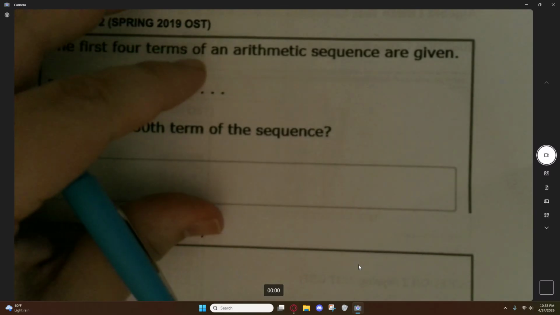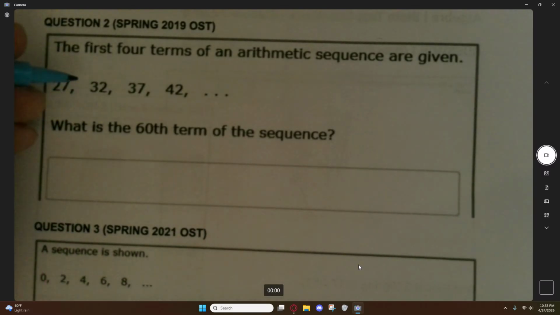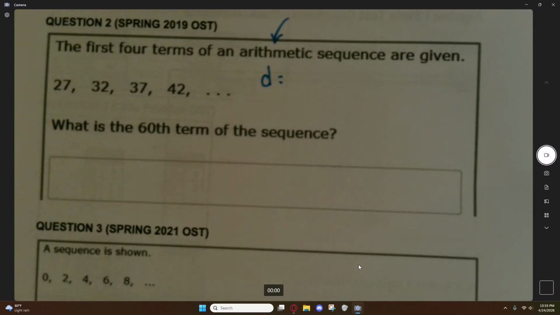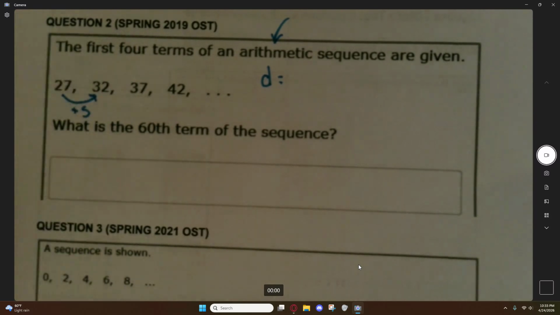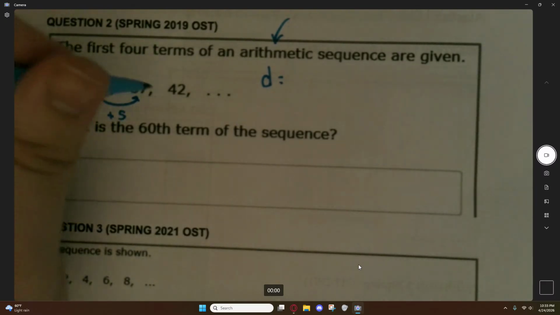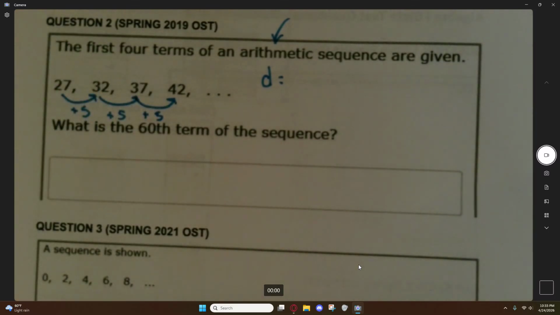Question 2. The first 4 terms of an arithmetic sequence are given: 27, 32, 37, 42, etc. What is the 60th term of the sequence? So, our first thing we need to do is identify the common difference. We're told this is an arithmetic sequence. To go from 27 to 32, you add 5. To go from 32 to 37, you add 5. To go from 37 to 42, you add 5. So our common difference is 5.